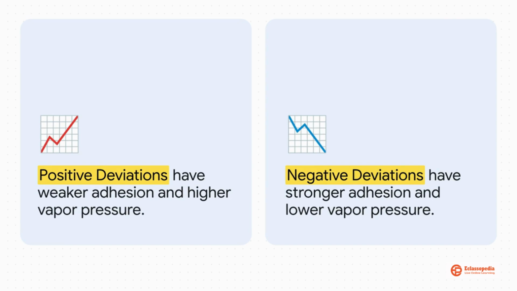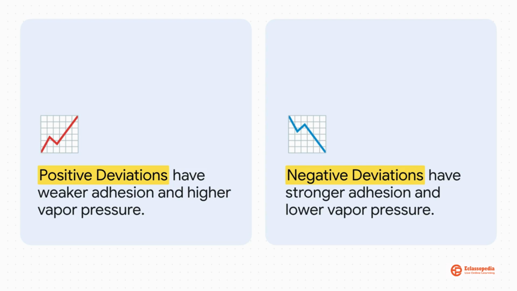First, a positive deviation. This happens when adhesion, meaning the attraction between the different molecules, is actually weaker than cohesion, which is the attraction between the same molecules. The mixed molecules kind of hate each other, so they escape super easily into vapor, making the actual vapor pressure much higher than Raoult predicts. This is an endothermic process, like if you mix ethanol and water.